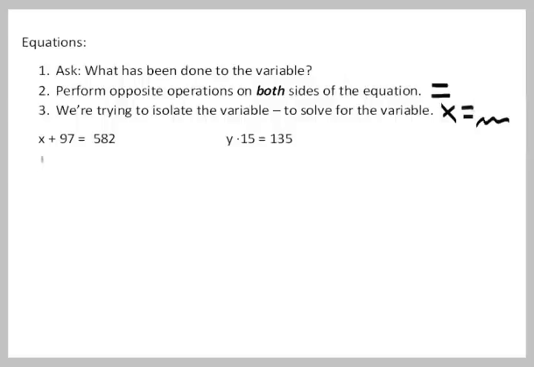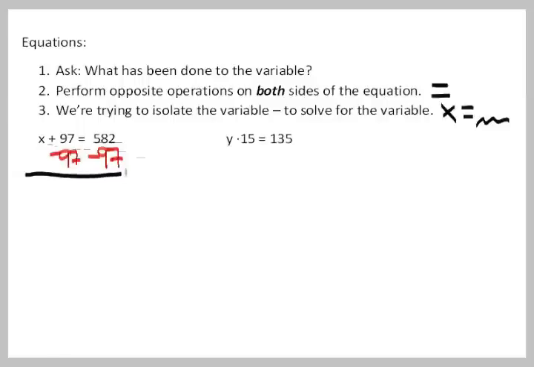So let's take a look at this first problem here. X plus 97 equals 582. So we're going to look over here on the left side, on the side of the equation with the variable. And we'll ask, well, what has been done to X? What's with it? Well, it has plus 97 with it. So 97 has been added to X. So what we need to do then is the opposite of addition. And the opposite of addition is subtraction. So we're going to show that we're subtracting 97, and we have to show that we're subtracting 97 on both sides of the equation.